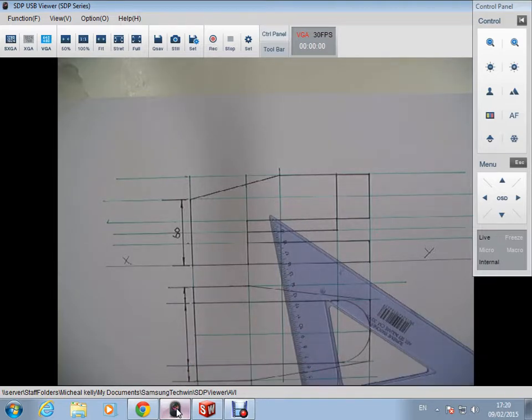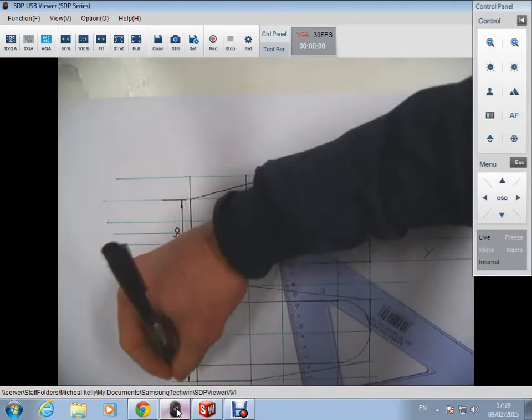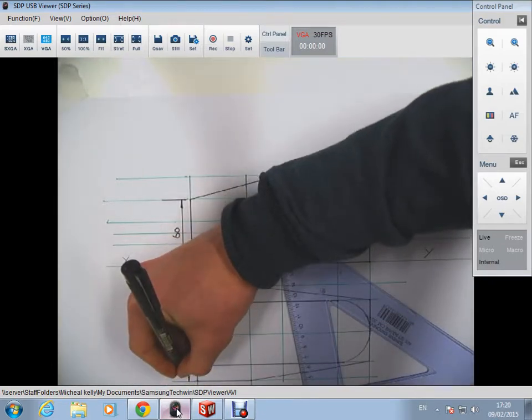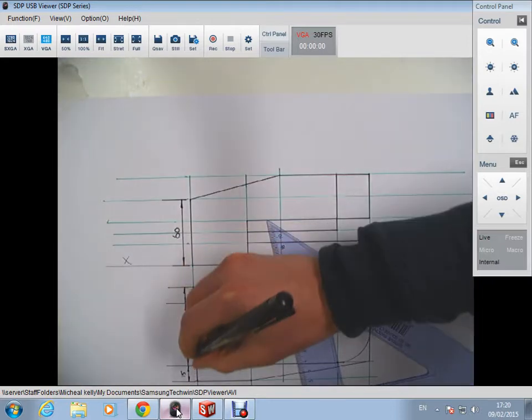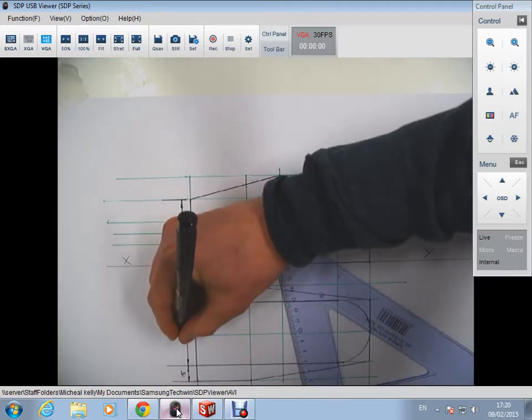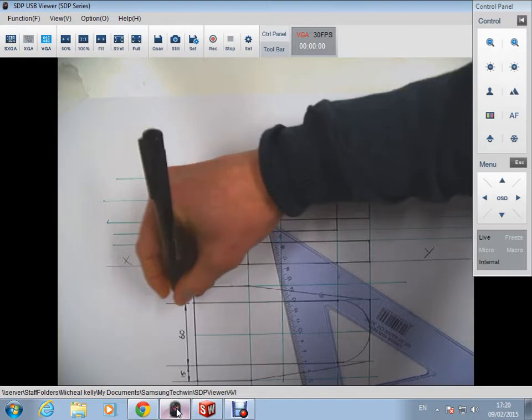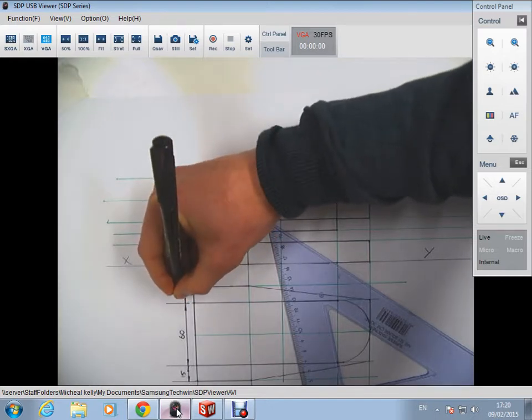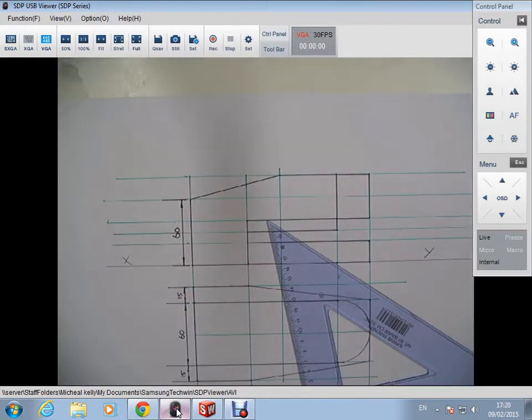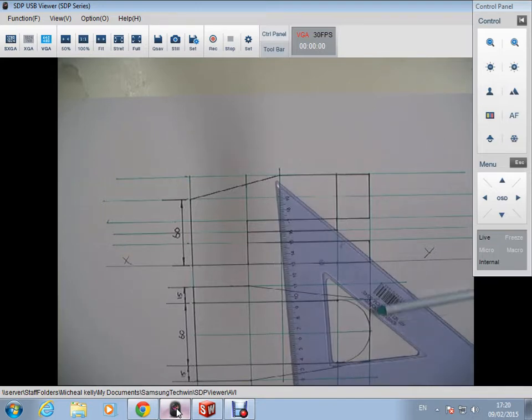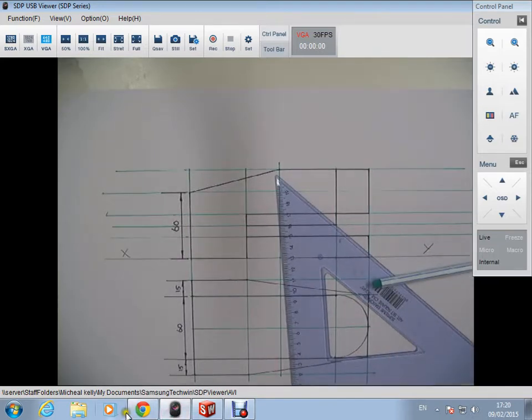And as these dimensions are vertical on the page, I'm going to write in the distance vertically. So in the center of the arrow, that's 15. Again, I'm coming to the center of this line, 60. And the center of the line here again, 15. Okay, that's our 4 dimensions given.